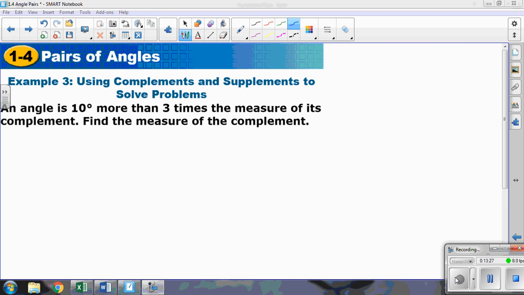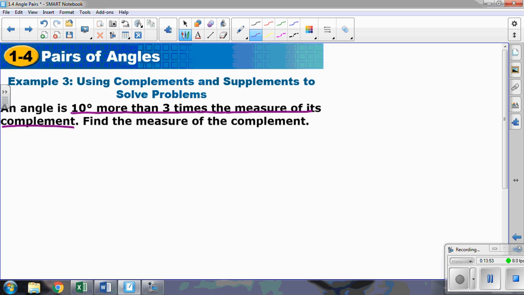All right, so let's consider these then. How can we use a complement or a supplement to solve a problem? Essentially, this is saying, how could we create the equation? All right, so looking through it: an angle is 10 degrees more than 3 times the measure of its complement. Find the measure of the complement.